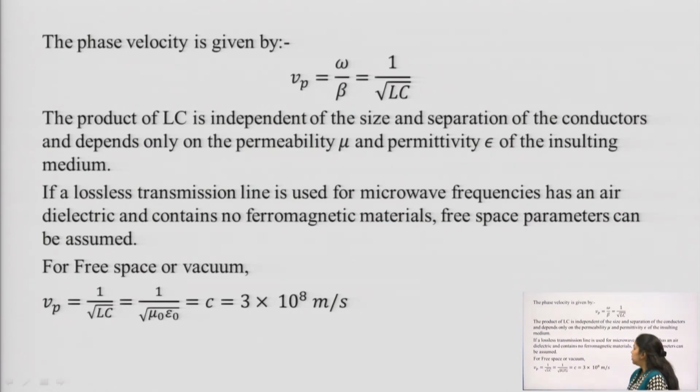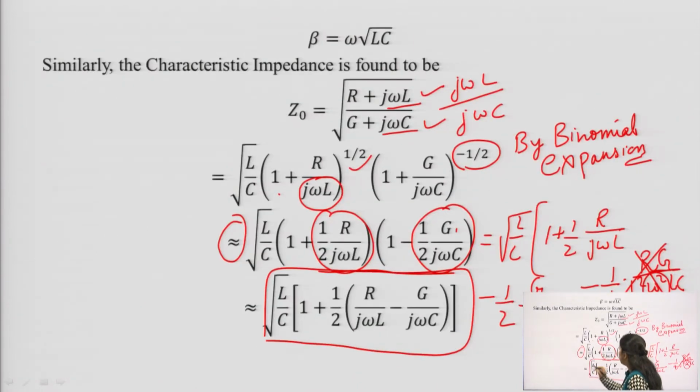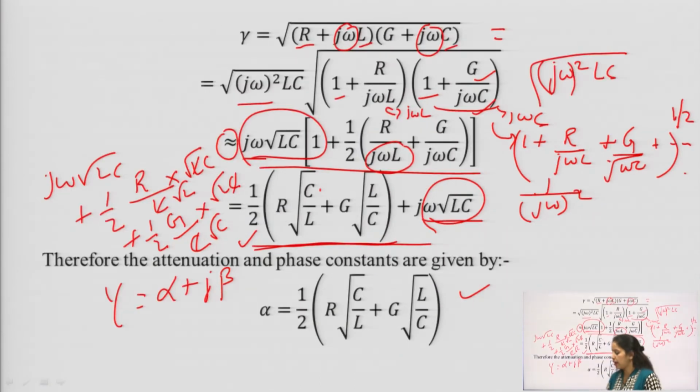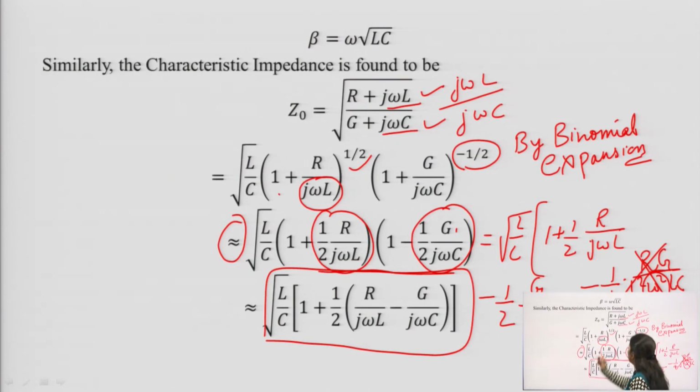Now, till now we have calculated our characteristic impedance expression, and you have to remember this expression also. Initially we calculated the attenuation constant as well as the phase constant, and you have to remember these values because they are required in solving the numericals also.